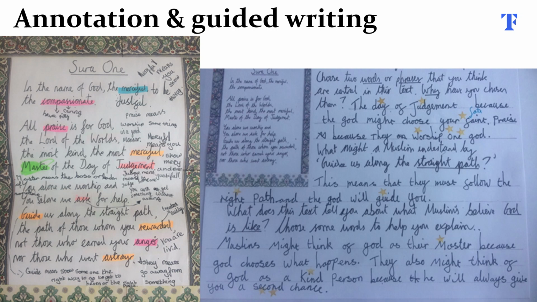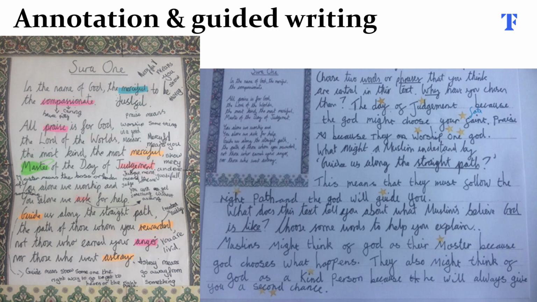As you can see from the example on the left, the pupils have highlighted keywords and annotated this text, Surah 1. Some words are unfamiliar to them, such as merciful or astray, and we can see they've annotated what these mean. Other annotations relate to words and phrases they think are important to help them understand the texts, such as Master of the Day of Judgment, which they have interpreted as meaning boss of the day when people are judged.